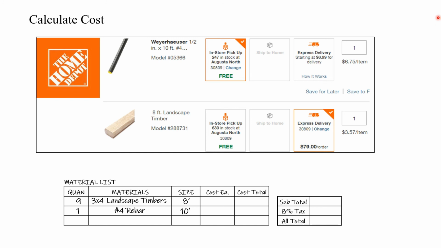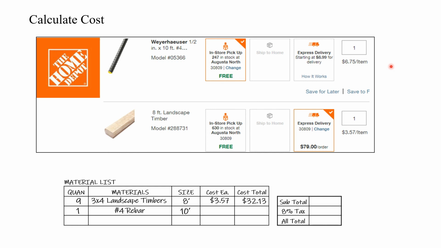Okay, so if you got your material list filled out, let's review it real quick. We had 9 landscape timbers, 8 feet. Each one was $3.57. So we'll put $3.57 here. We'll multiply that by the quantity. We got $32.13.